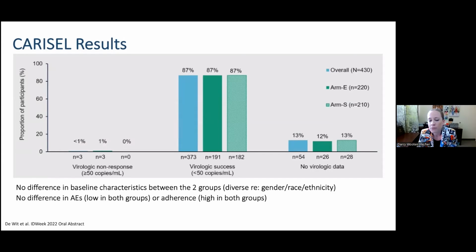These numbers probably would be even higher. I know 87% doesn't look super awesome, but the study was done at the height of a variety of COVID lockdowns, and so there was a lot of missing data, which accounts for those numbers. There was also no difference in baseline characteristics among the two groups in terms of things like gender, race, ethnicity. Similarly, rates of adverse effects as well as adherence to the regimen were not different between the groups. Adverse effects were low overall, and adherence was high.